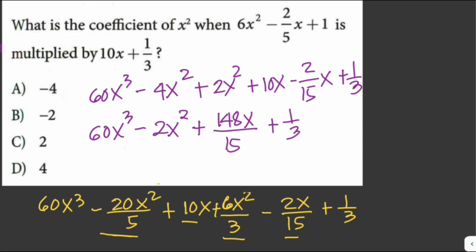So we are asked for the coefficient of x squared here. Therefore, our answer is negative 2, because this is the coefficient of x squared. So the answer here is letter B.